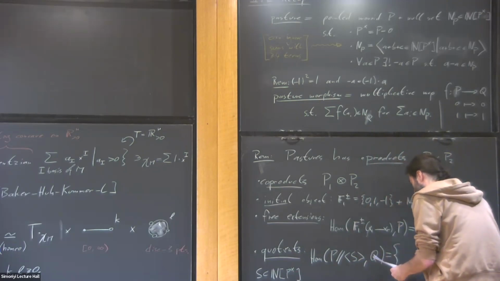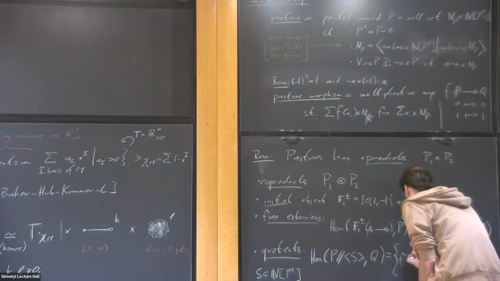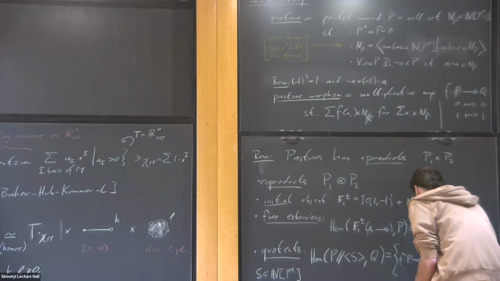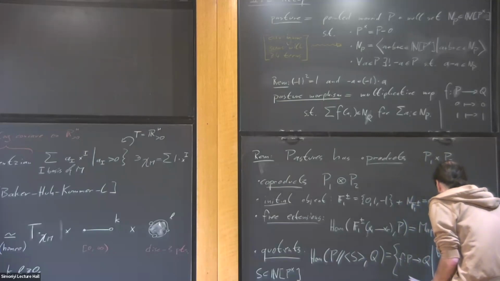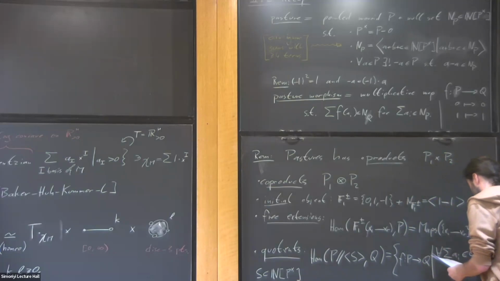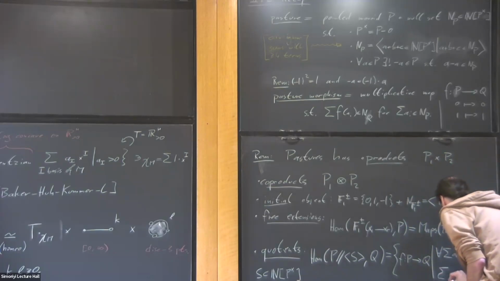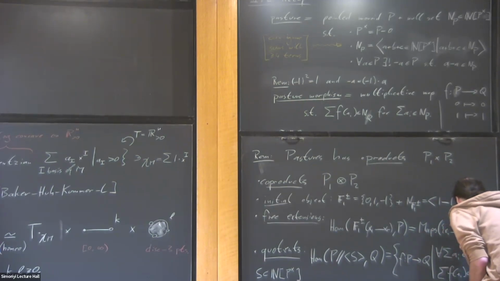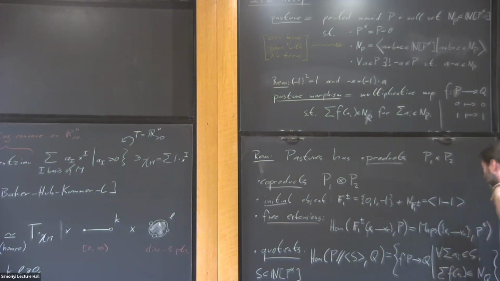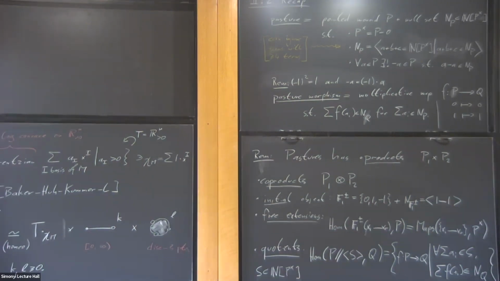Now I have to write this out in detail. It represents maps from P to Q such that for all terms in S, the sums of the images of these a_i is in the null set of Q. That's completely analogous to the universal property of a quotient of a ring, for example. Also for fields, but there are no quotients. Here we have quotients. Okay.